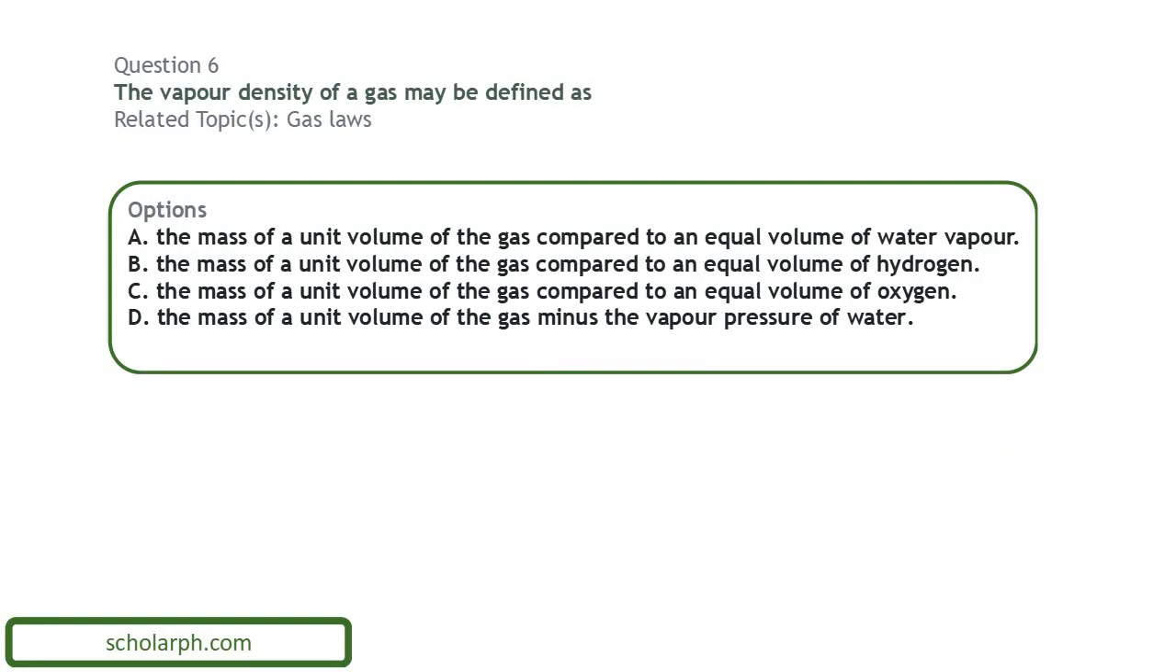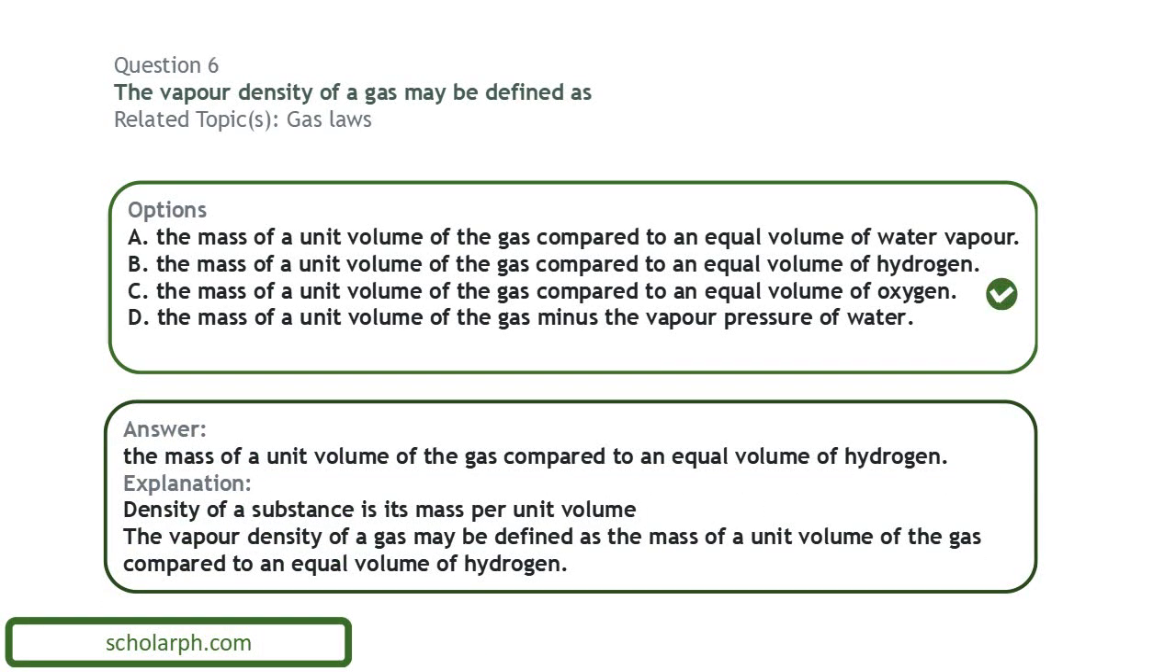Next, the vapor density of a gas may be defined as the mass of a unit volume of the gas compared to an equal volume of hydrogen. The density is mass per unit volume. The vapor density of a gas is the mass of a unit volume of the gas, that is the mass of 1 dm cube of the gas compared to 1 dm cube of hydrogen. So look at what is the mass of 1 dm cube of the gas and what is the mass of 1 dm cube of hydrogen. The ratio there is what gives us the vapor density of the gas.